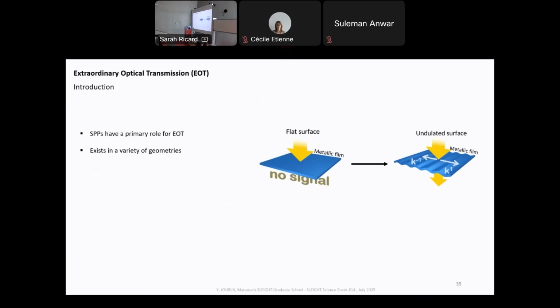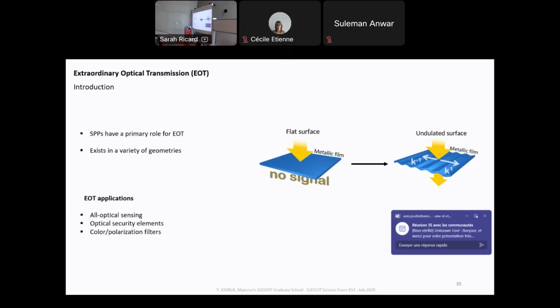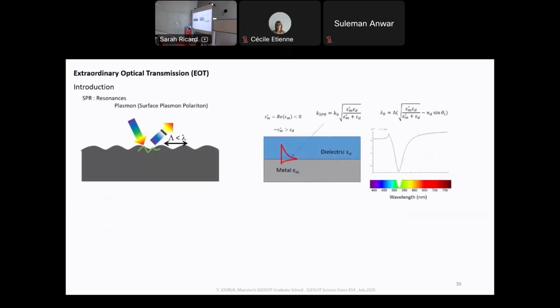Okay, so let's move to another application, which is the extraordinary optical transmission. We know that if we have an incidence beam on a flat metallic surface, no signals go through the layer of the metallic film. If we corrugate the metallic film, we will have an extraordinary optical transmission. And we will explain. There are applications in the optical security element, in polarizer, in all optical sensors.